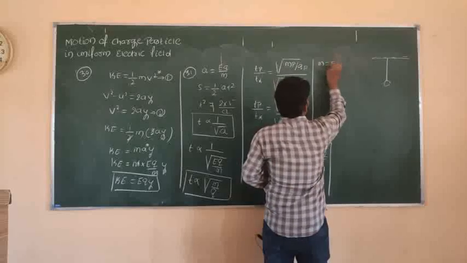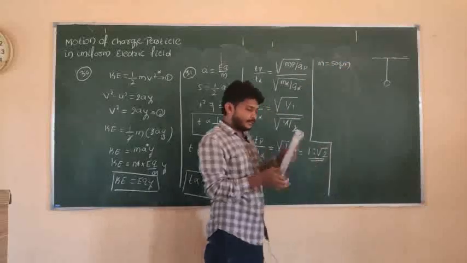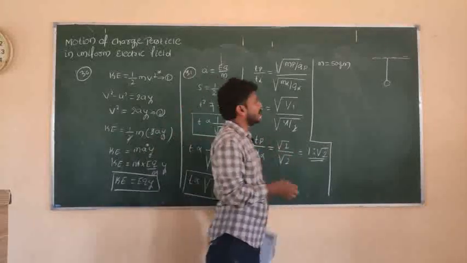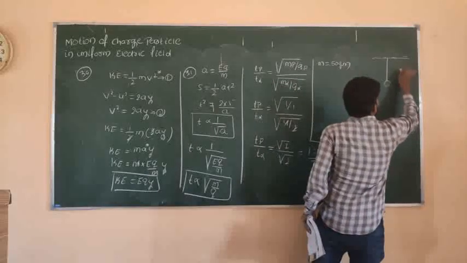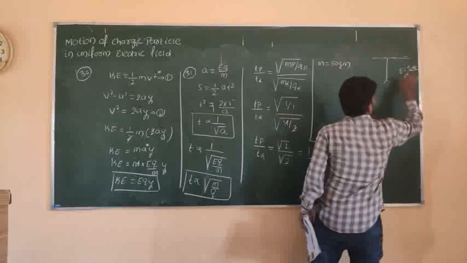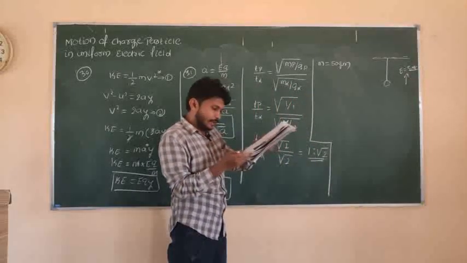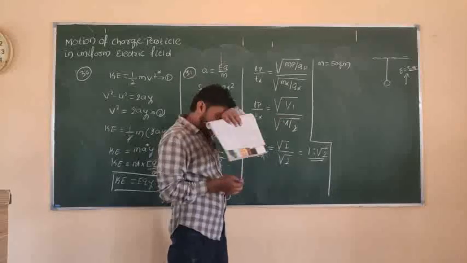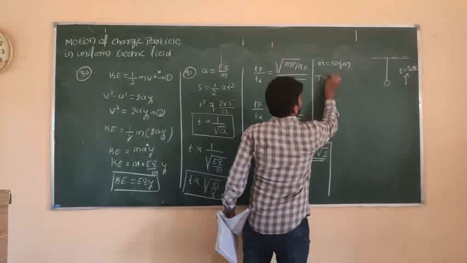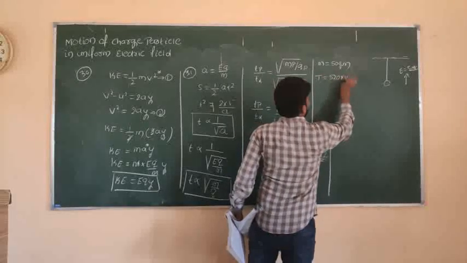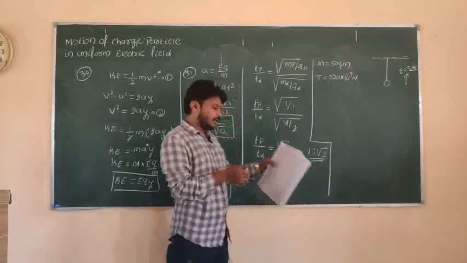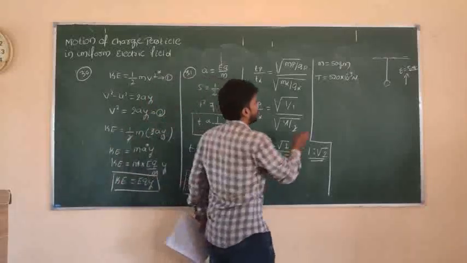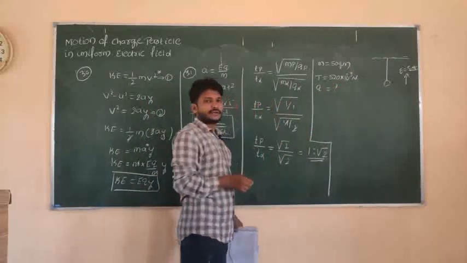What is the mass of the sphere here? The mass of the sphere is 50 gram and the electric field is present in the vertically upward direction. Its magnitude is 5 Newton per coulomb. The tension in the string is 520 milli, that is 10 to the power of minus 3 Newton. And the charge on the sphere, the value of Q, is yet to be determined here.